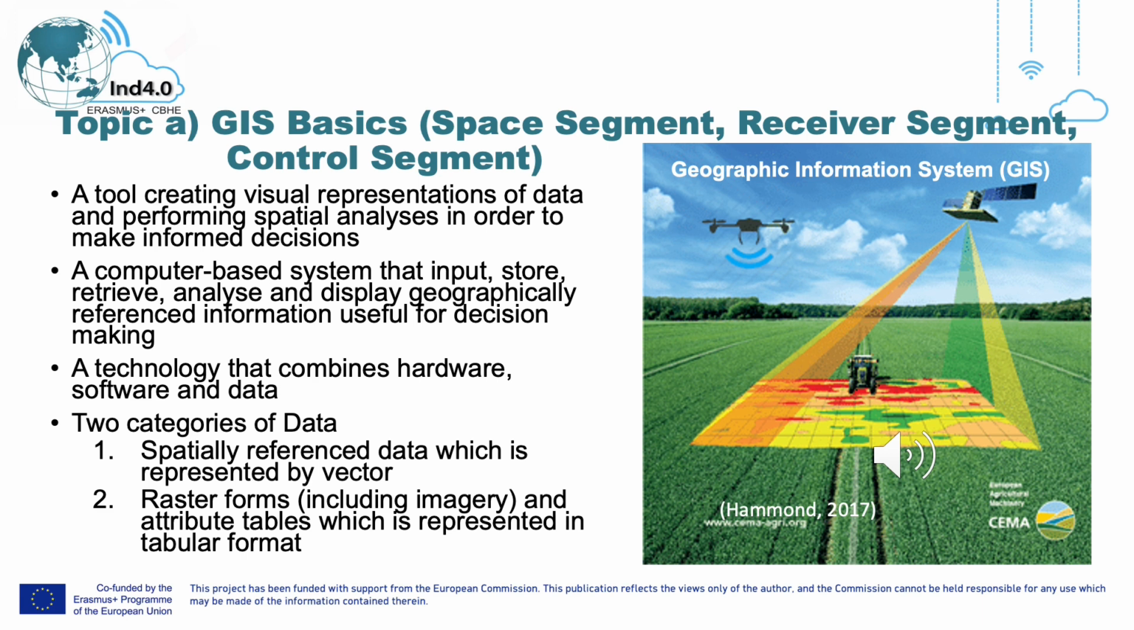GIS data can be separated into two categories. Spatial reference data, which is represented by the vector. The raster forms, including imaginary attribute tables, which is represented in tabular format.